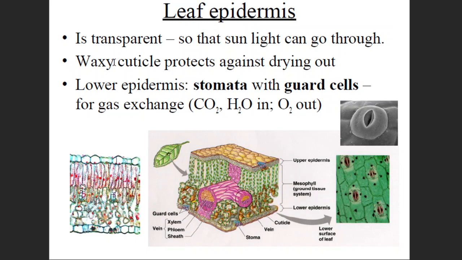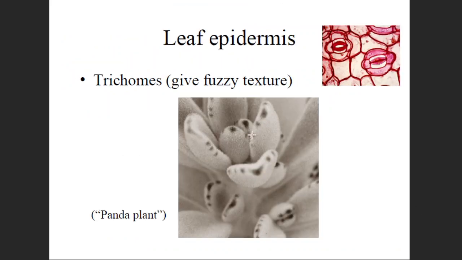Lower epidermis, it may have stomata with the guard cells. So these are some guard cells which have bean-like structures. They are mainly employed for the exchange of gases and to check the water loss. That stomata can be sunken stomata, or it can be photoactive stomata, depending upon the type of plants. Leaf epidermis, they may have trichomes on them, like the fuzzy texture in this case.